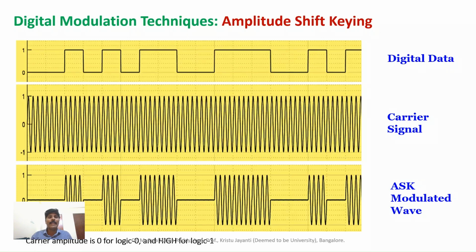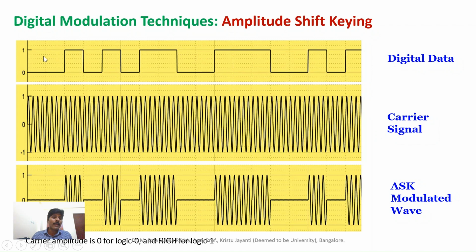Today, let us see various digital modulation techniques such as amplitude shift keying, frequency shift keying, and phase shift keying in this class. These are the digital modulation techniques which we are going to use in the communication systems.